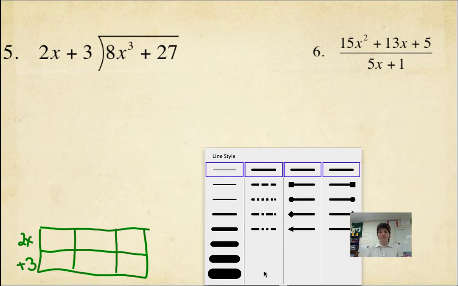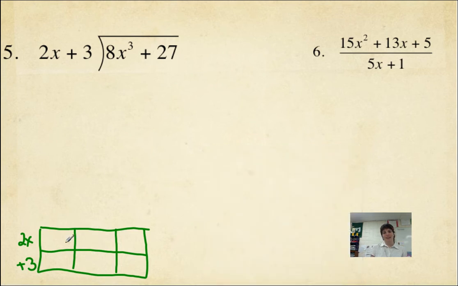So I've got my setup, and I always start with the a value in the first box. So I have 8x to the third. 2x times what gives me 8x to the third? Should be 4x squared. And then we multiply. 4x squared times 3 is 12x squared.